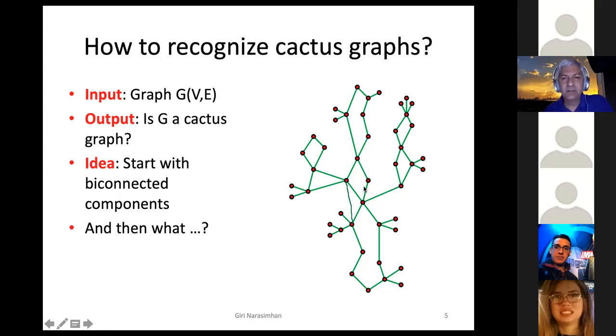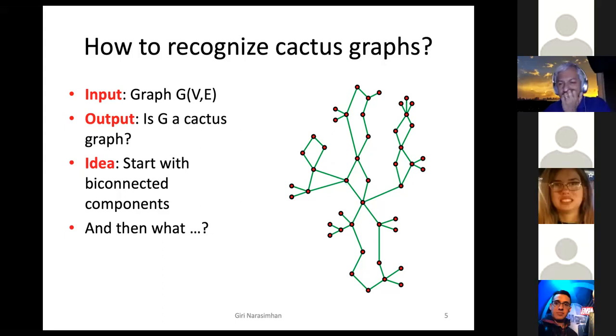Any other possibilities? You want to remove that, Lazaro? Yeah. Like if you make it directed, right? That's another way to make it a non-cactus. Okay, let's say yeah, good. So let's say we keep it undirected. How can I make this into a non-cactus graph?